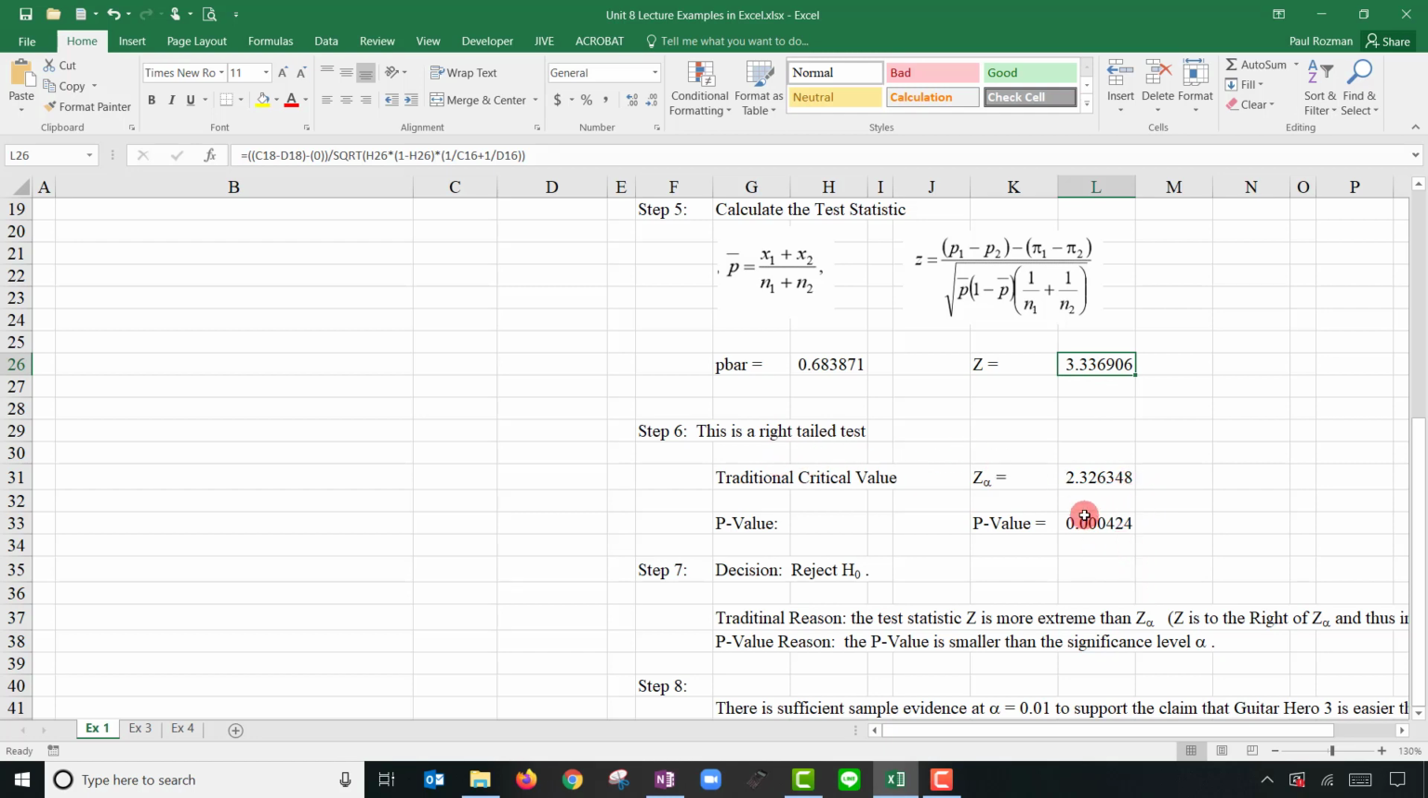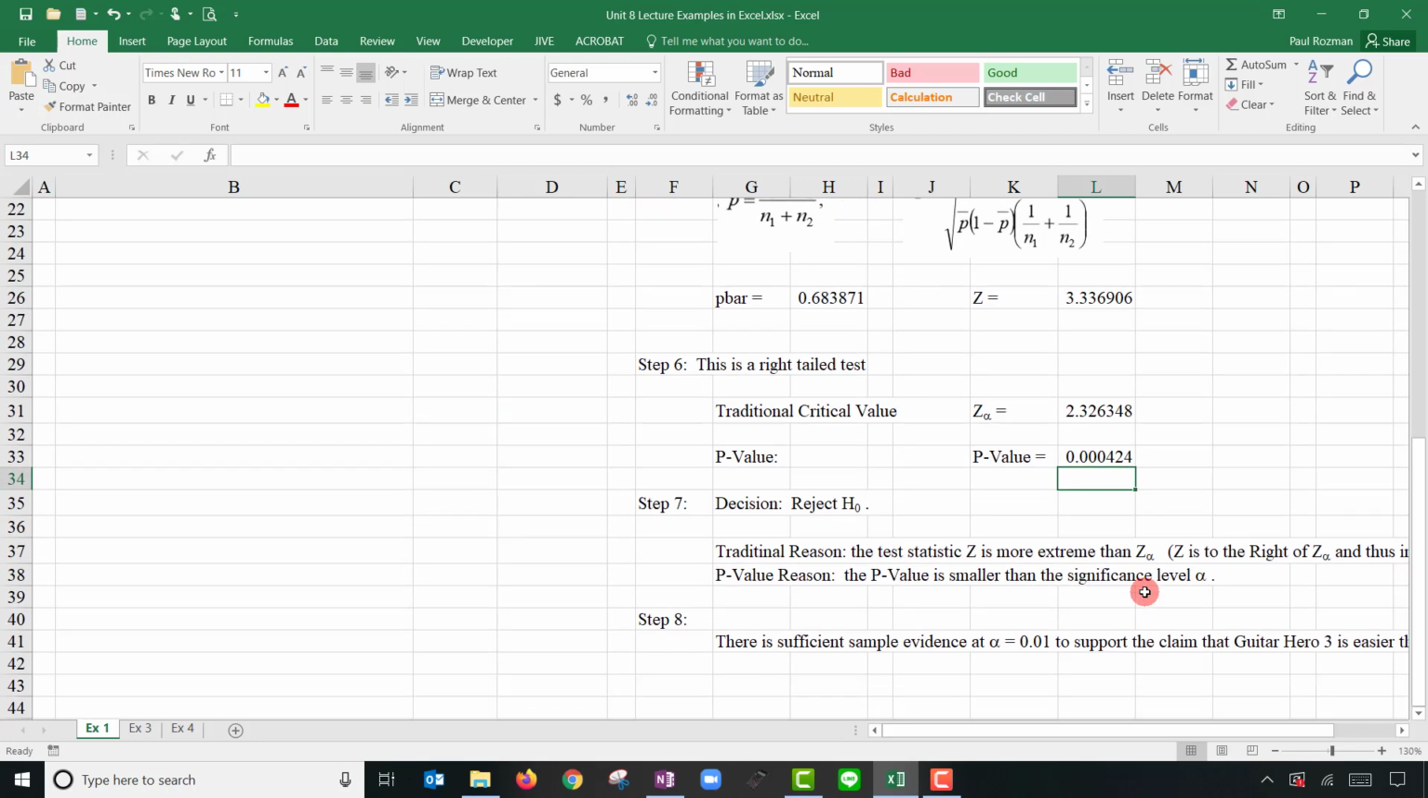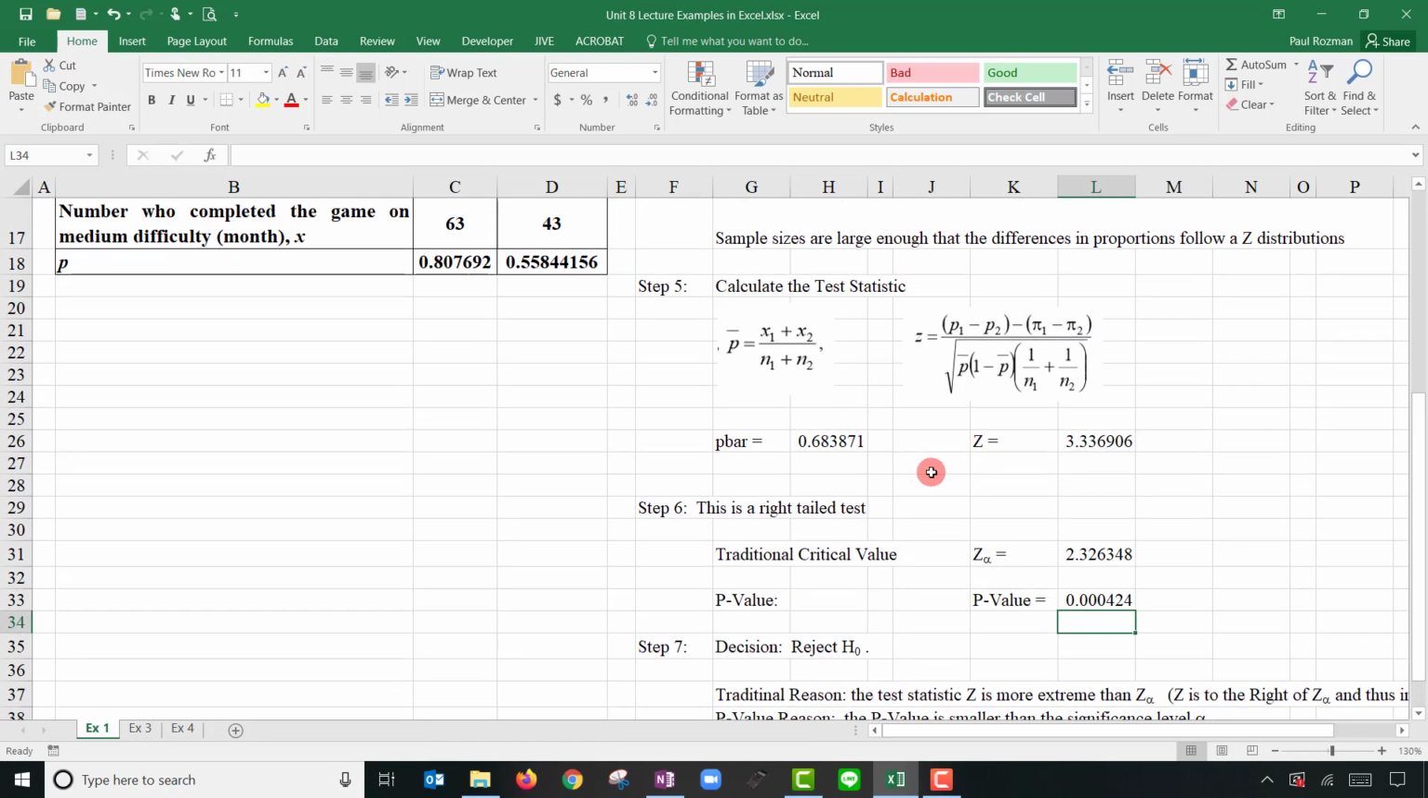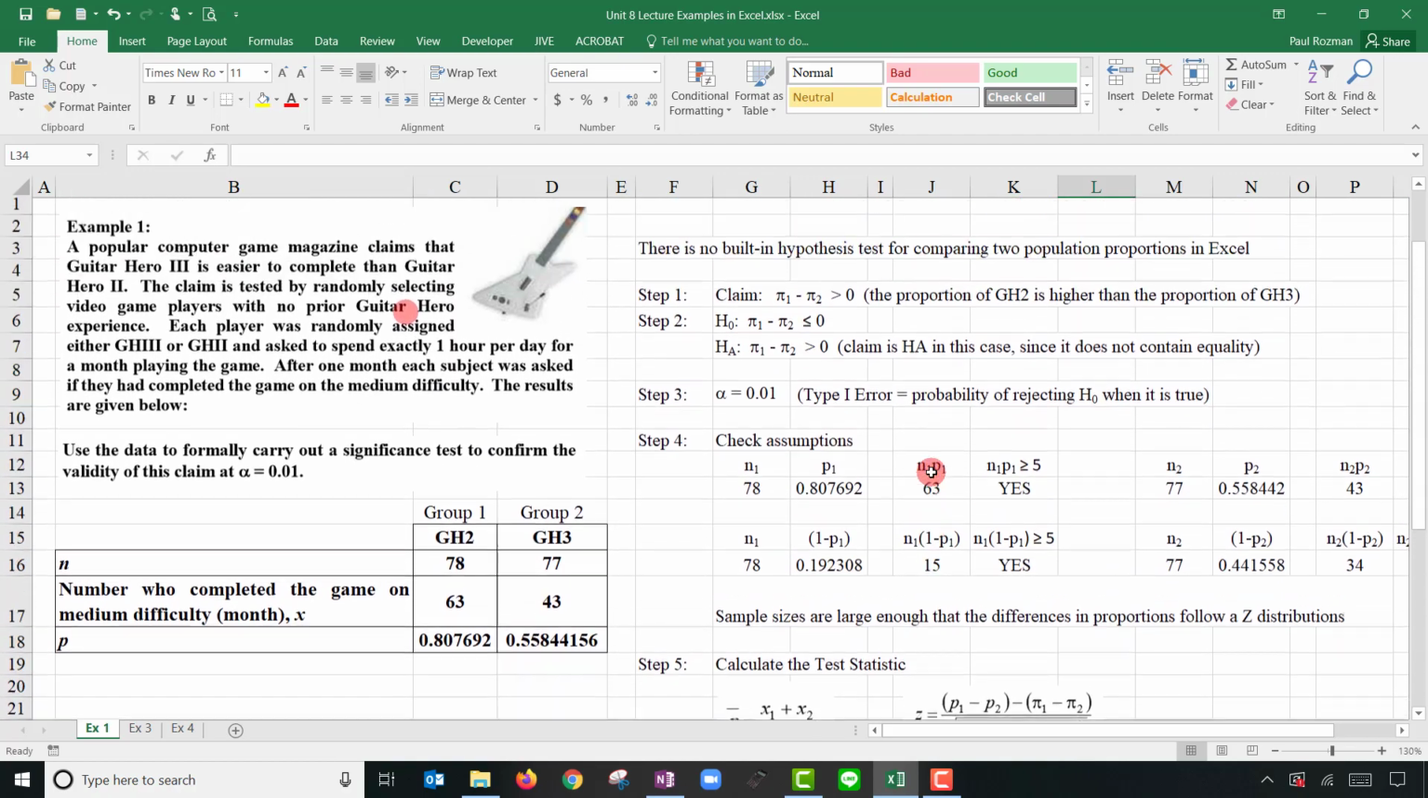If you're a p-value person, here's the formula we just wrote down, 1 minus norm.s.dist, and I went with this 3.34. And you can see the p-value is quite a bit smaller than we thought it was even. We said it was smaller than 0.0010, and it's actually 0.0004. Either way, we're going to reject the null hypothesis, and we get our conclusion. So, yeah, in Excel, it's okay to do this.